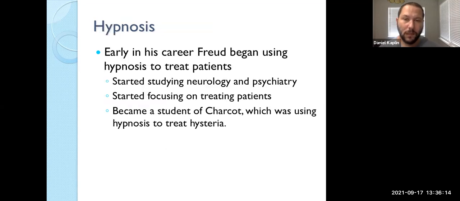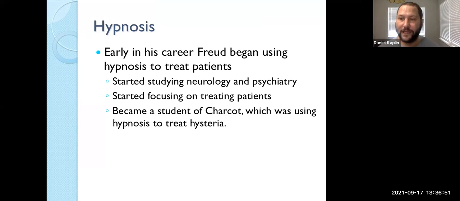So let's start with hypnosis. In the early stages of Freud's career, he used hypnosis as a way of treating patients, right? He was working and studying neurology and psychiatry at the time, and he became one of the students of Charcot. Now, Charcot was already relatively famous in this field, and he used hypnosis as a way of treating hysteria.